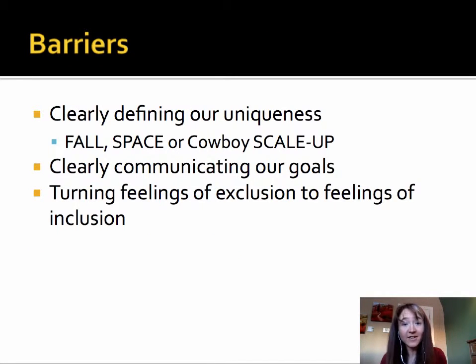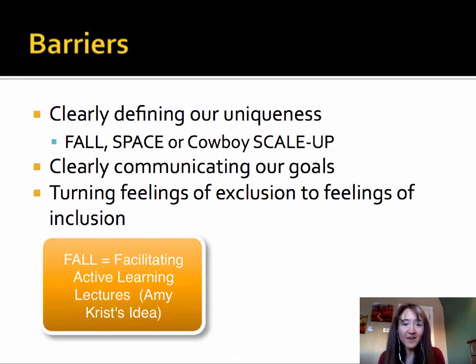But we have some barriers. We have to clearly define our uniqueness. That is, we have to have some way of talking about our effort as being large scale. So we've come up with some ideas, including one that I thought of, cowboy scale up, because, you know, cowboy up, well, it's cowboy scale up. And there have been some others that have come up as well. Facilitating active learning lectures, right? So we're really getting to the idea that it's the large lecture halls where we're trying to change. So some of these are great.